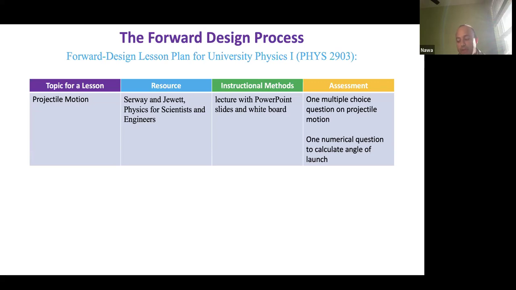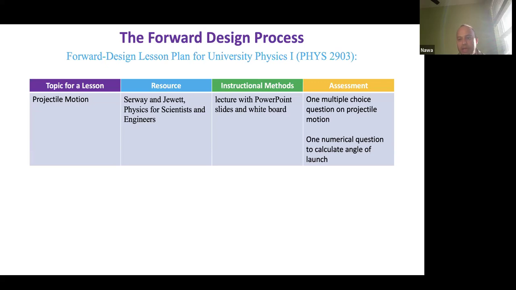So what resource do I want to use in my class? I want my students to use Physics for Scientists and Engineers. That's the book they will use. Now, how do I want to deliver the content in the class? I would use lectures with PowerPoints, and I will write the equations on the whiteboard and solve whatever needs to be done, walking my students through it on the board.